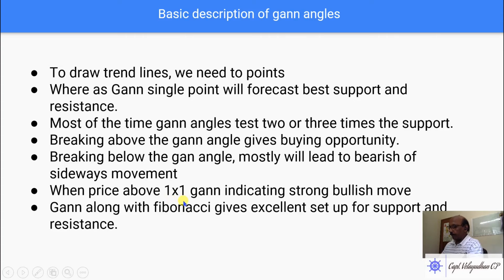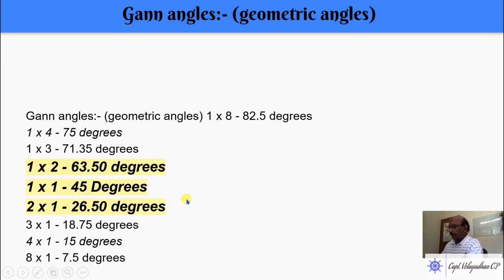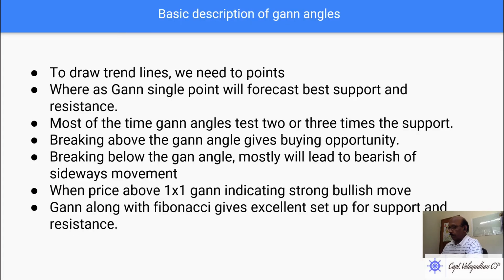Gann suggests that when the price remains above the 1 by 1 angle, price action is strong and the market will be bullish. And Gann along with Fibonacci gives an excellent setup for support and resistance. I use Gann along with Fibonacci.